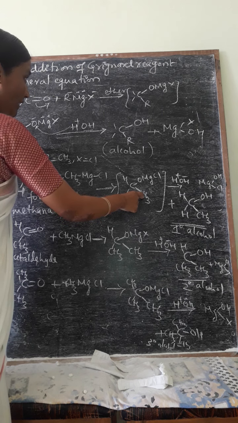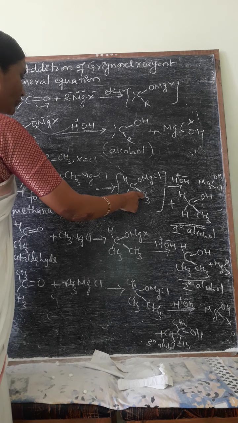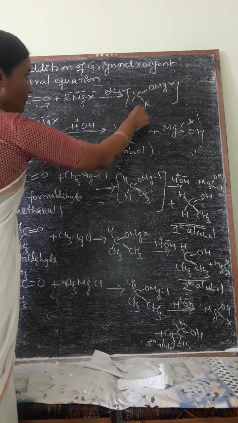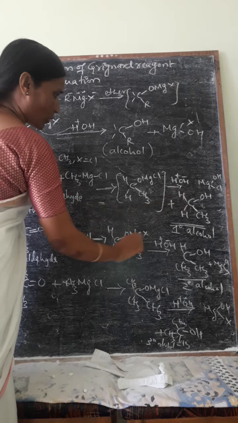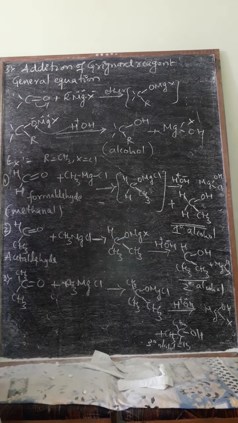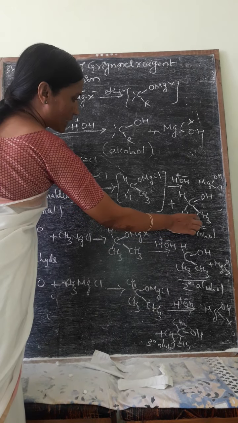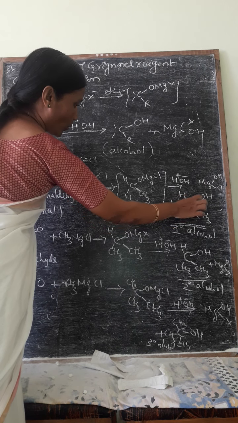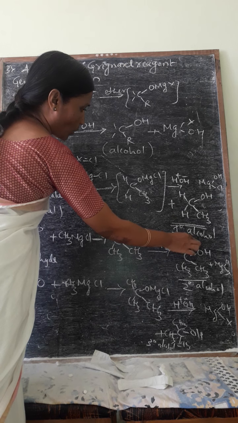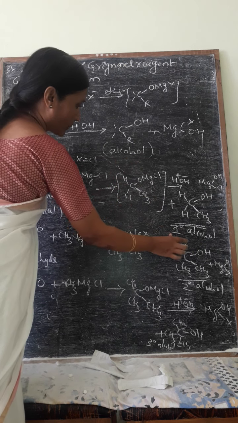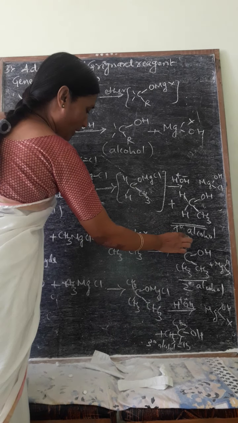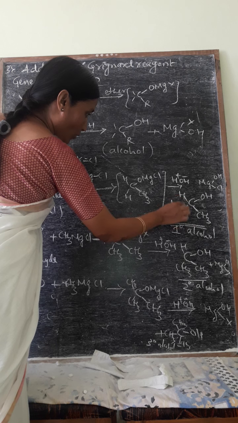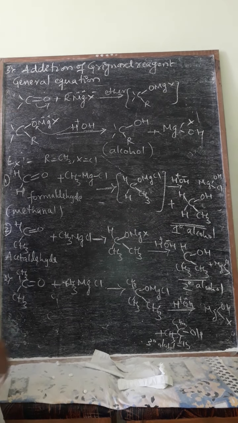Here we are changing, instead of R it is CH3, and X is Cl. As it is, keep watching. The product we get is CH3CH2OH, a primary alcohol. Generally, if we take only formaldehyde, we get a primary alcohol. Primary alcohol means the carbon containing 2 hydrogens and 1 OH.